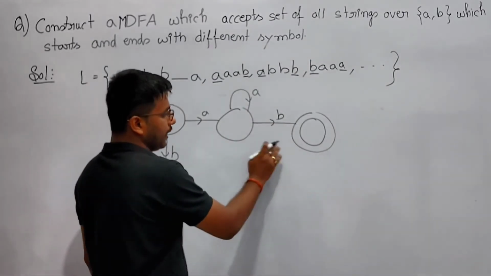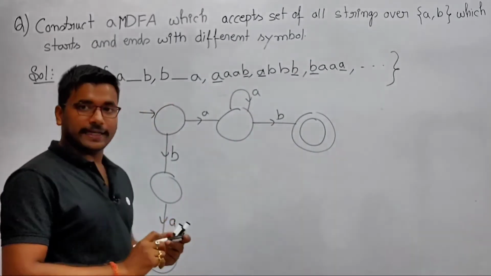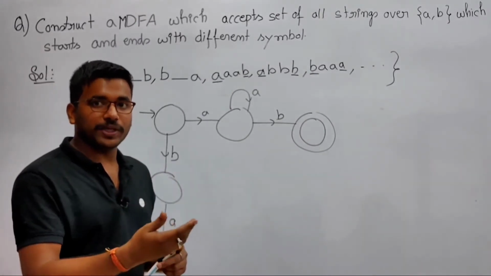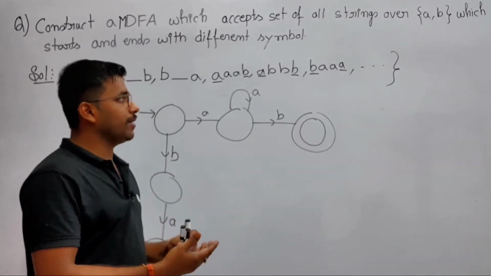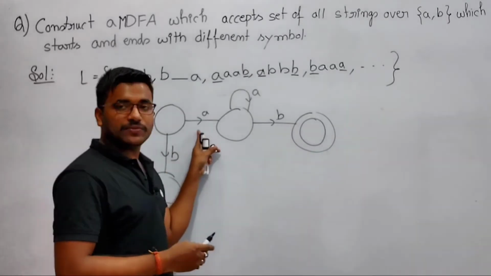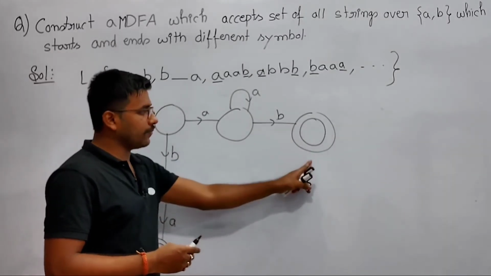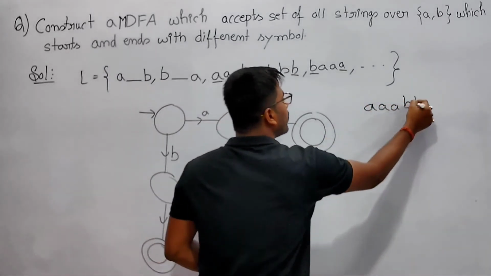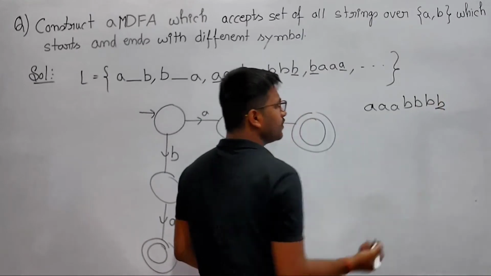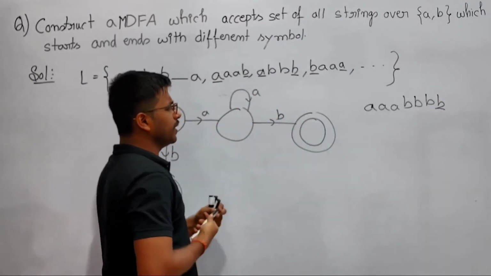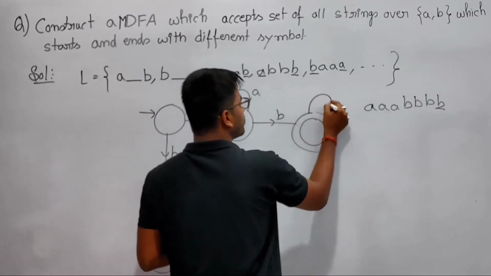Now again you reach this state by getting B. It means this may be the last B. Or again if you are getting any number of B, then also you have to accept that, because again it ends with B. So this path is saying starts with A. After reaching here, if you get any number of A and then you get B, and again you get B, now it ends with B only. Any number of B you get, it ends with B. So you will be in the final state only.